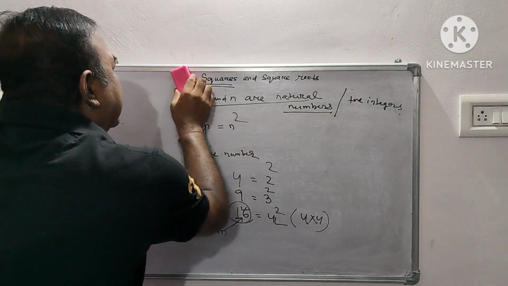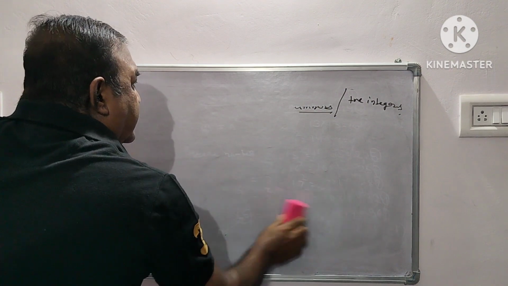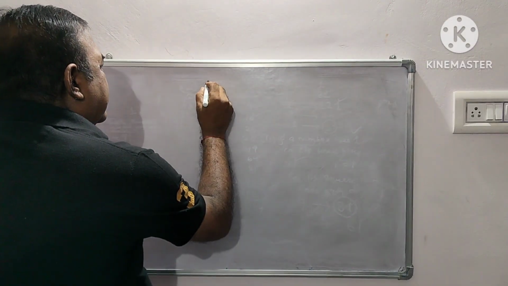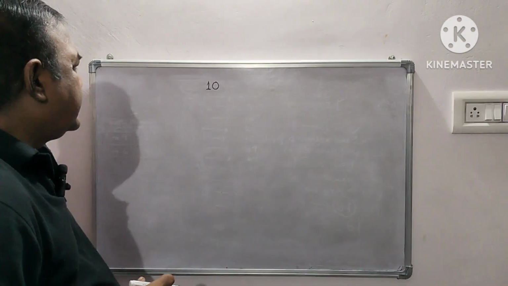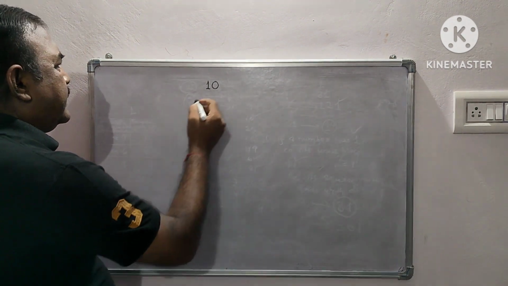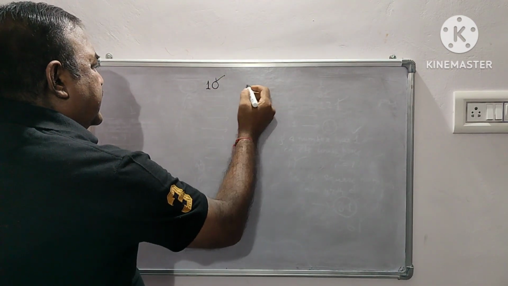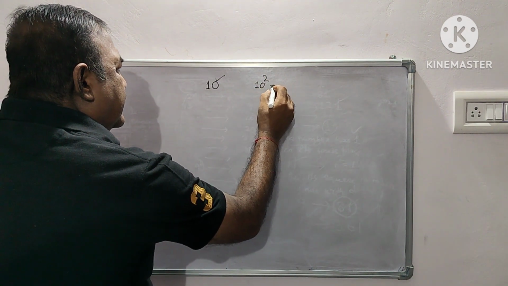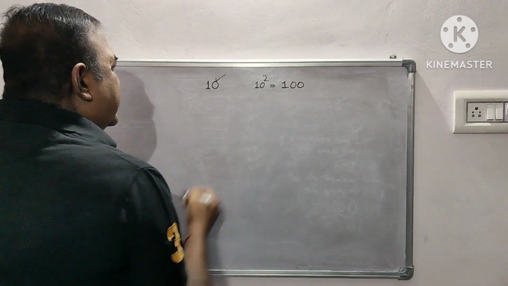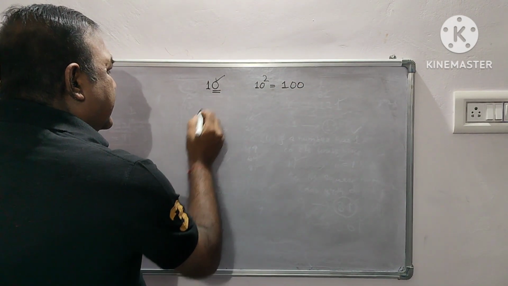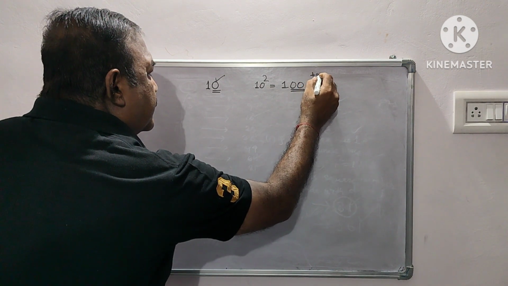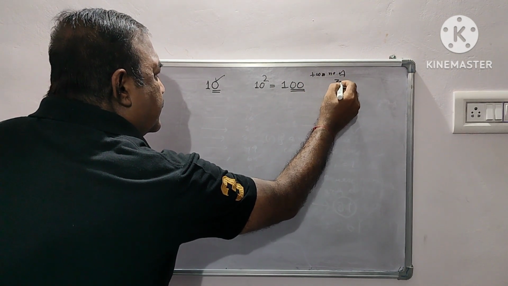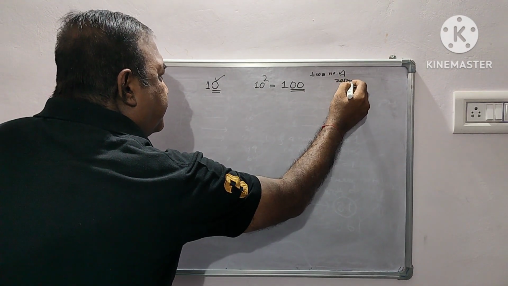Okay, so let us know the properties of the square numbers. Suppose I am writing 10 here. This number contains 1 zero at the end. But the square of this number, 10 square, is equal to 100. So when a number has 1 zero and we take its square, you see there are two zeros.